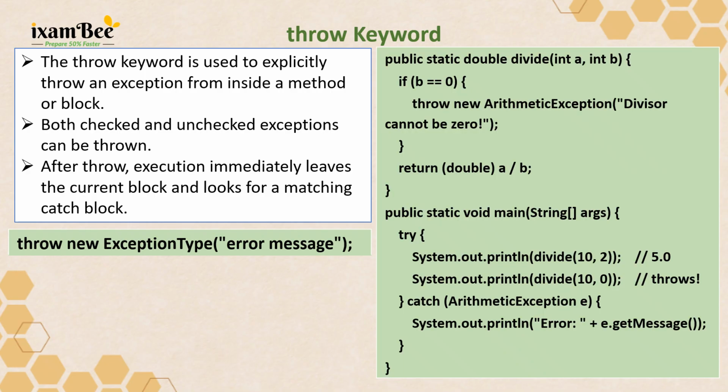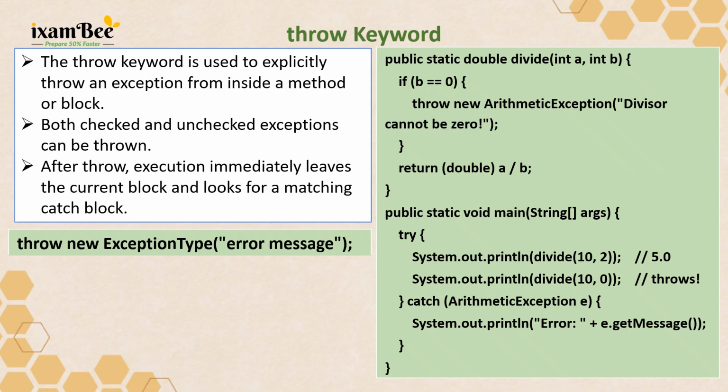Have a look at this example. Here the divide method takes in two parameters, int a and int b. If b is equal to 0, we are throwing a new arithmetic exception, divisor cannot be 0. Else it will return the double value of a by b. When the divide function is called in the main function, it will give a valid output in case an exception is not occurring.